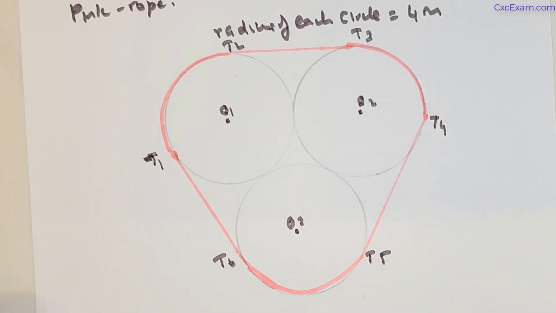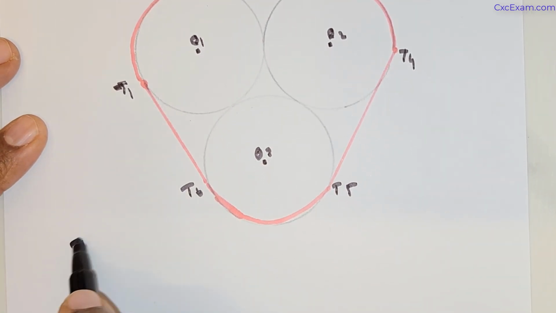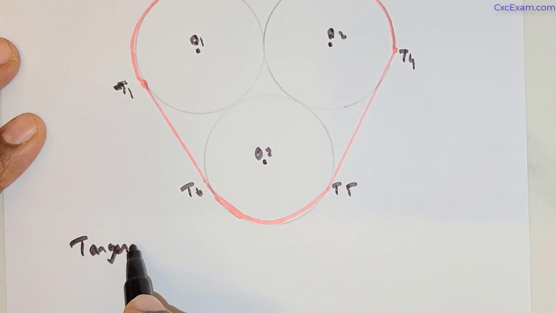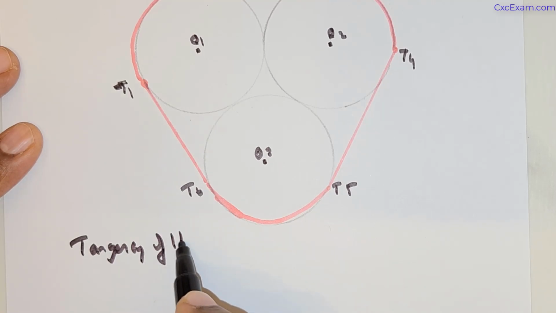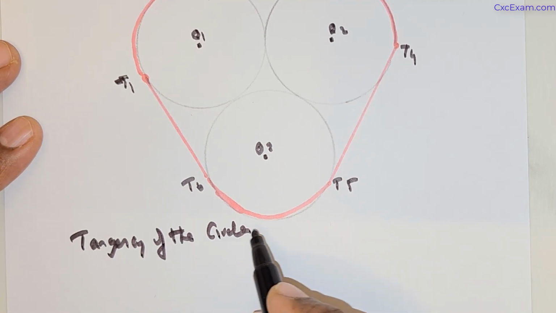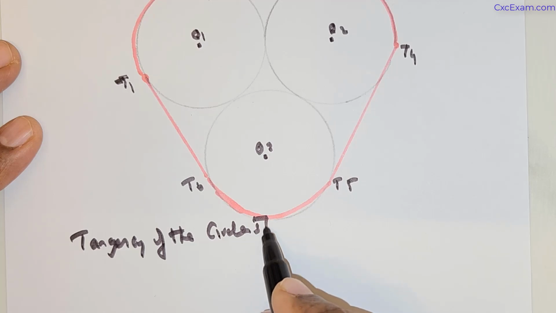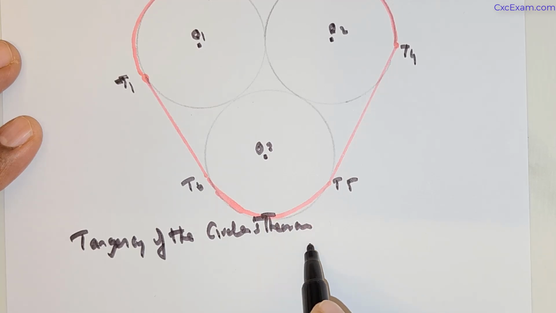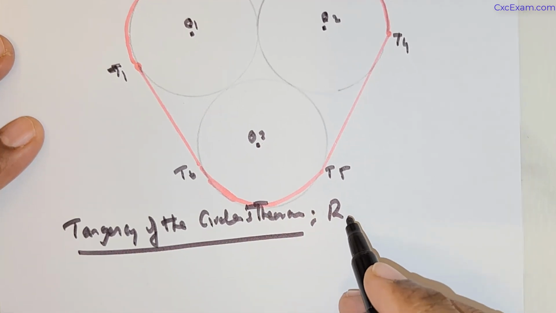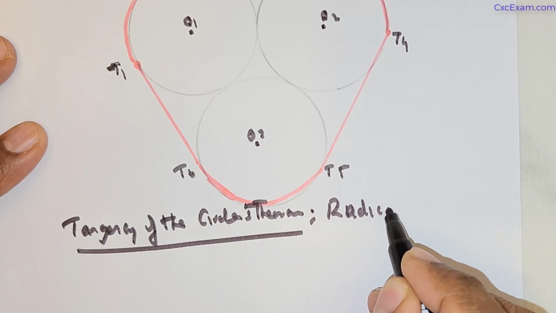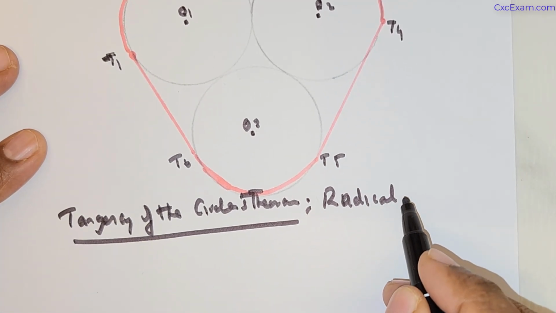So we would have to utilize two important theorems. Now the first one is referred to as the tangency of the circles theorem. It is also sometimes called the radical axis theorem.